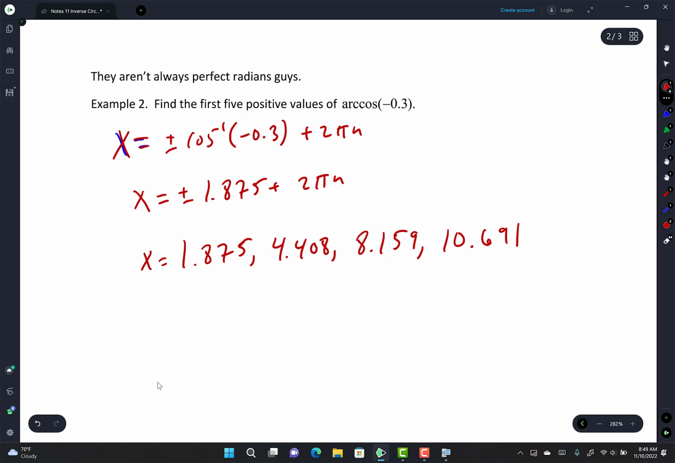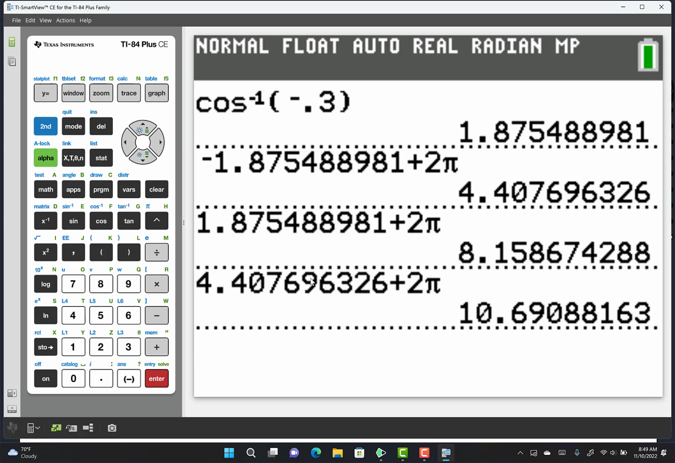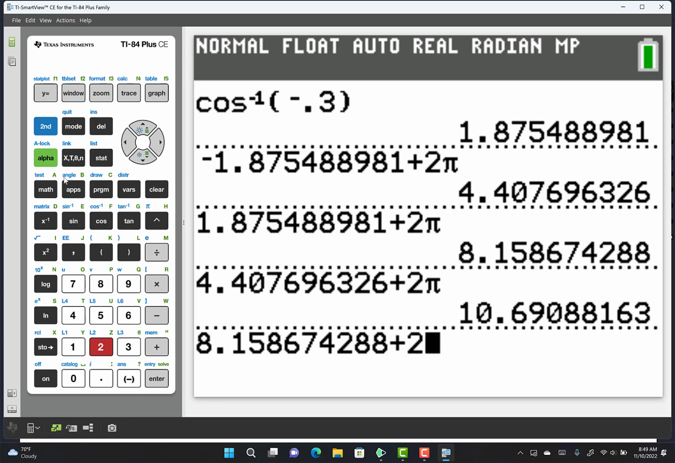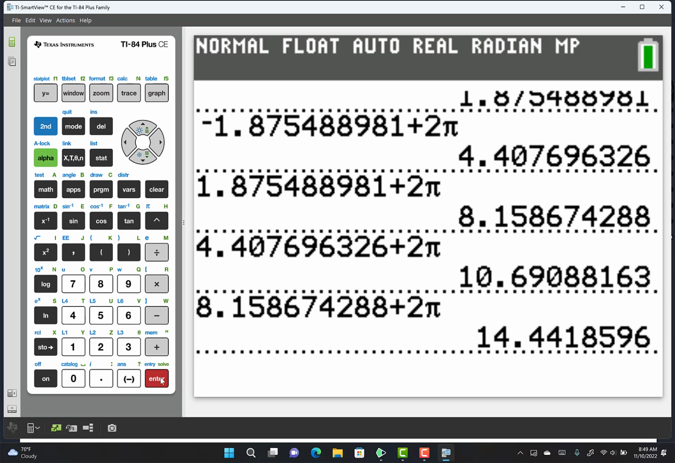10.691. 1, 2, 3, 4, one more. Go to the 8.159 and add 2 pi. 8.159 and plus 2 pi. 14.442.